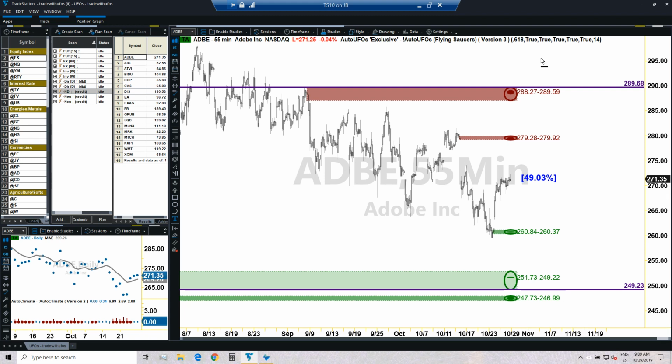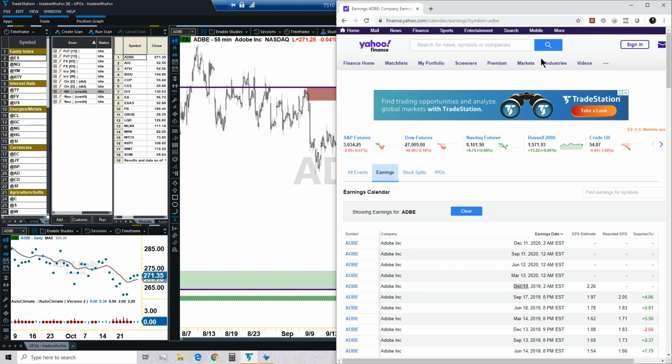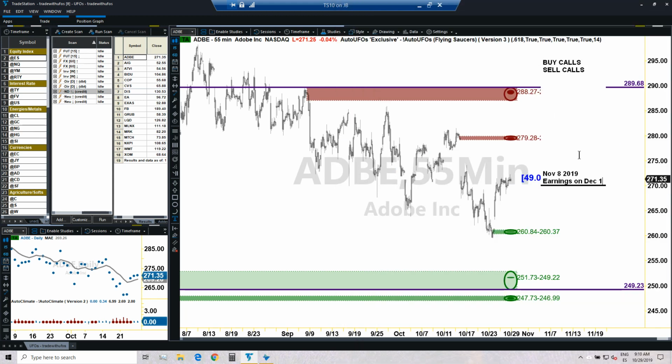So we're going to be buying calls above, and selling calls below the calls that we buy. We said earlier that we're going to use the November 8, 2019 expiration date. Earnings, out of curiosity, I'm going to write it down. Earnings are on December, I don't remember by heart, December 13. Okay, so earnings are on December 13.